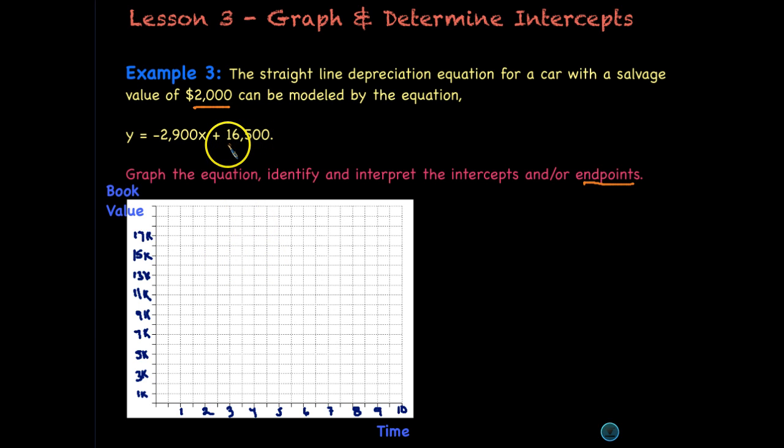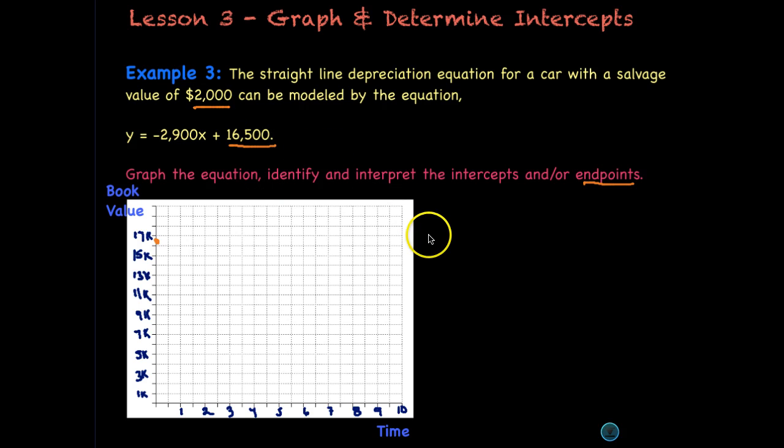Well, we know our y-intercept is going to be 16,500. This is written in y equals mx plus b form. So here's 16, here's 16,500 right here. And then we have a slope of negative 2,900. Now we could do one of two things. We could go ahead and graph the x-intercept because mathematically this equation does have an x-intercept, and then we could erase in order to make sure that we have a salvage value of 2,000. Or we could take the 2,000 and plug it in here for y, because remember that y is our book value, and then we could solve for x to find our endpoint. So let's go ahead and do that so that we don't have to erase.